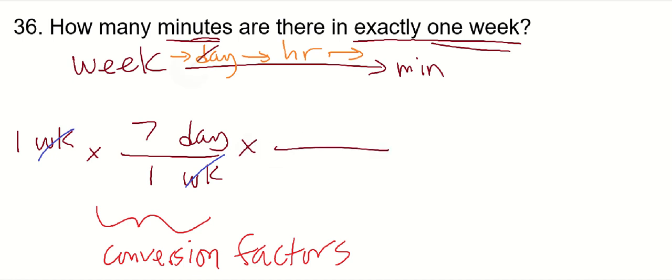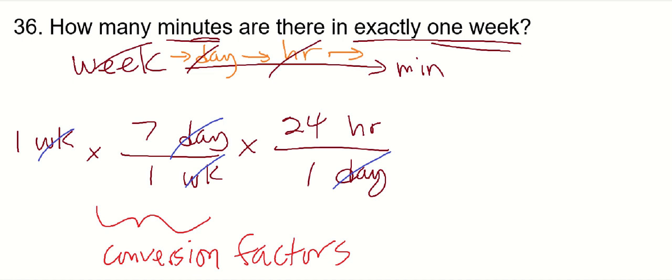Now I want to get rid of days. We got rid of weeks, and I want to get rid of days. Let's take that to hours. So days to hours, that's going to be, I just had to think about that, 24 hours in 1 day. And cross out the units that cancel out again. Now we're at hours.